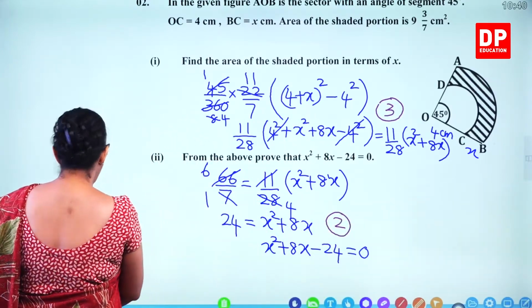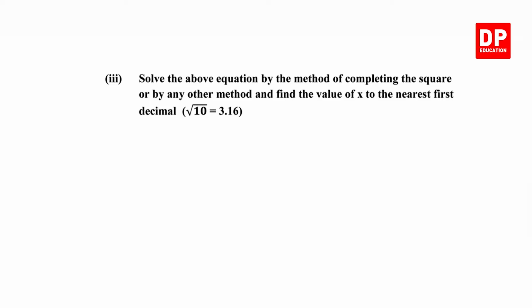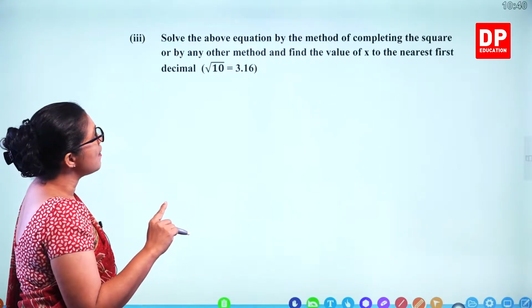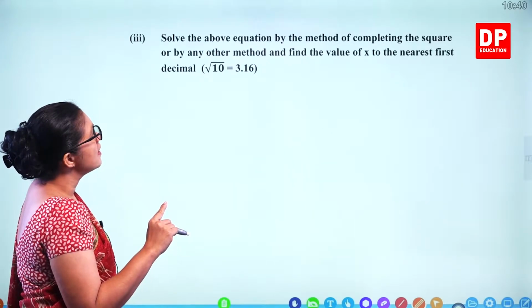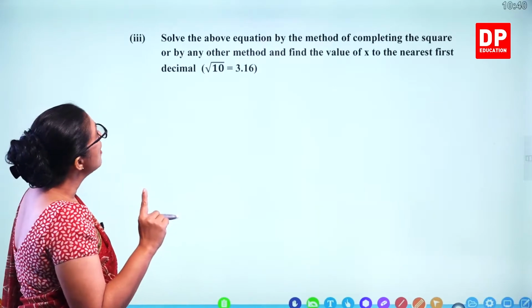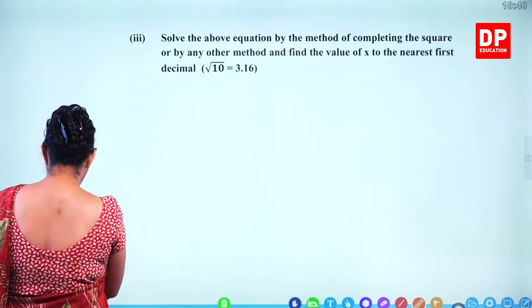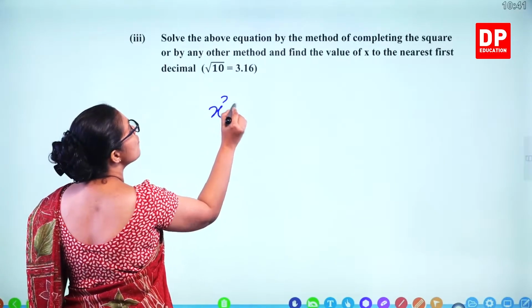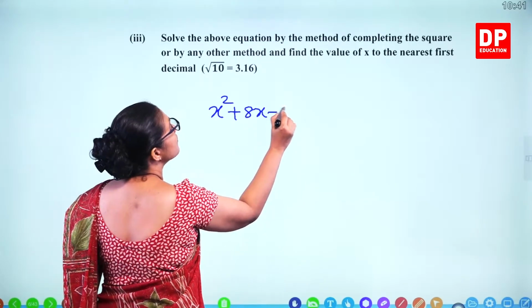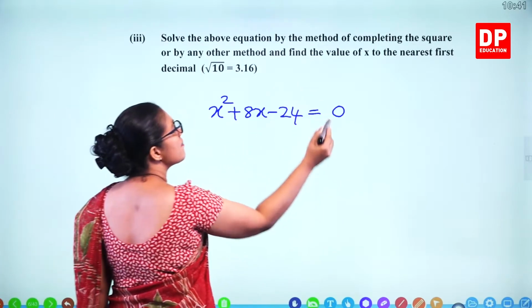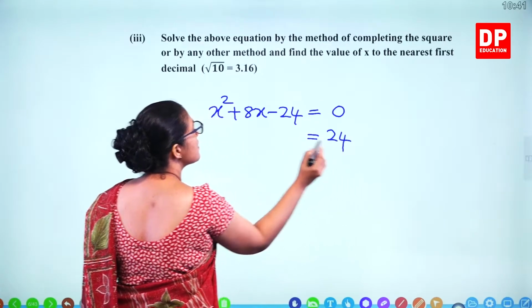Let's take the third part. Solve the above equation by the method of completing the square or by any other method and find the value of x to the nearest first decimal. So we'll use completing square method. x squared plus 8x minus 24. So how you find out the square term? So first we'll take minus 24 to the other side. That's plus 24.